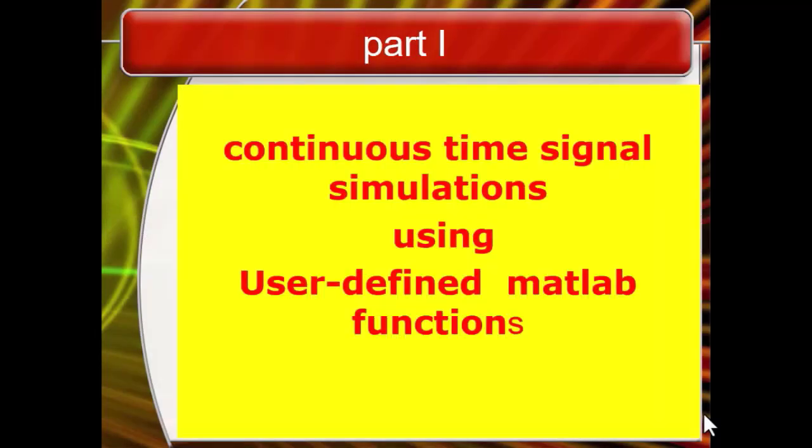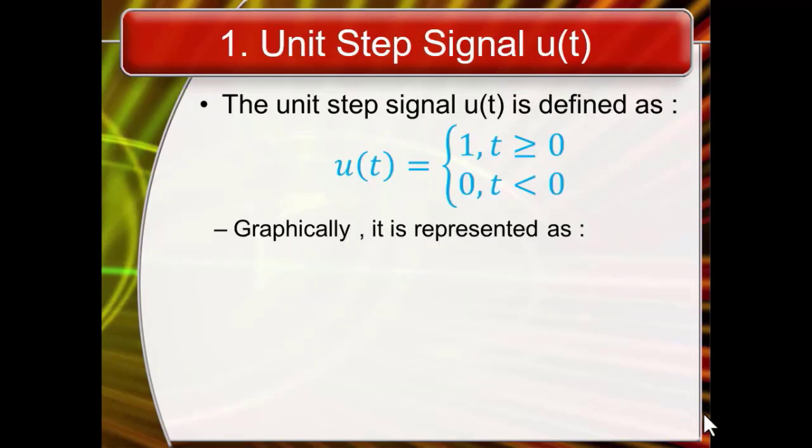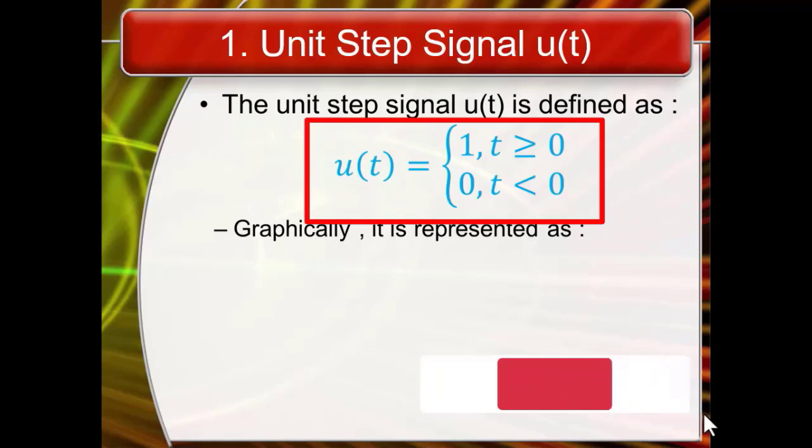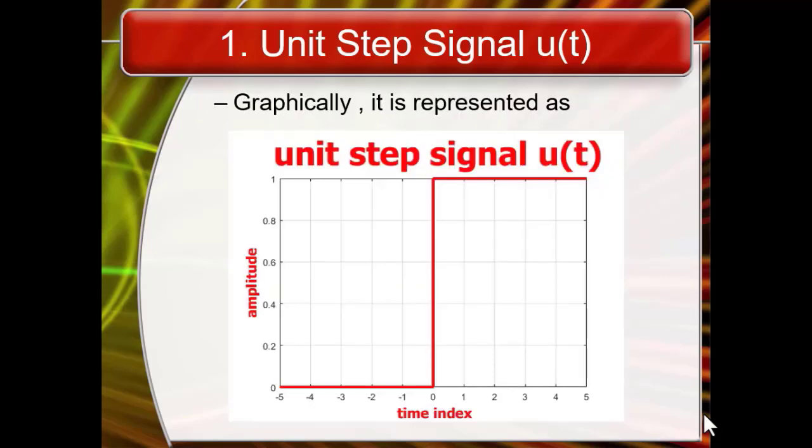Part 1. Now let's simulate basic continuous time signals using user-defined functions. The first signal is the unit step signal. The unit step signal u of t is defined as 1 for t greater than or equal to 0, and it is 0 for t less than 0. Graphically, we can represent the unit step signal like this. So it is 1 for t greater than or equal to 0, and 0 for t less than 0.